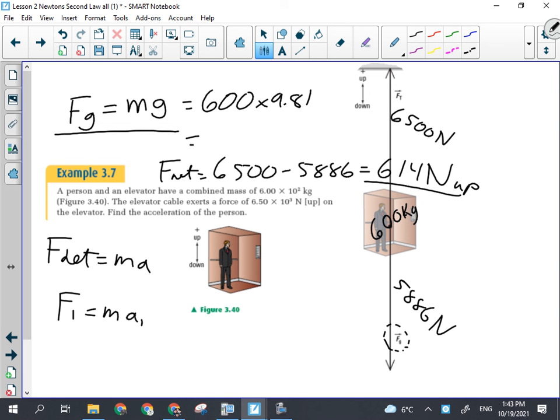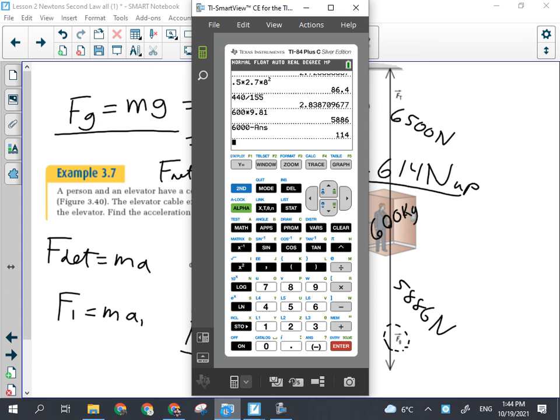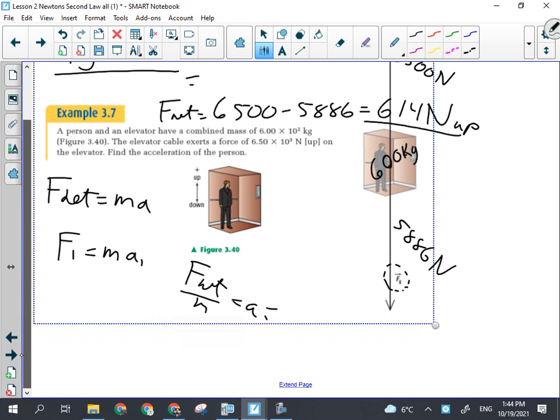Can I calculate the acceleration? Yeah. Now I just divide both sides by mass. Net force equals mass times acceleration, so acceleration is 614 over 600, just a little over 1. So 1.02 meters per second squared up.